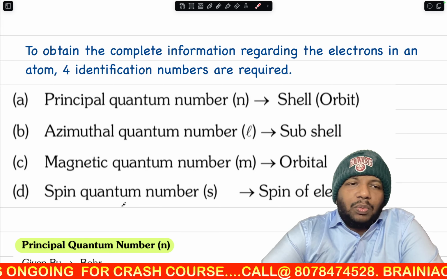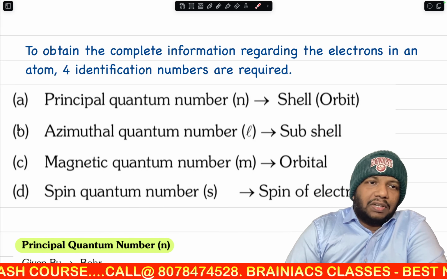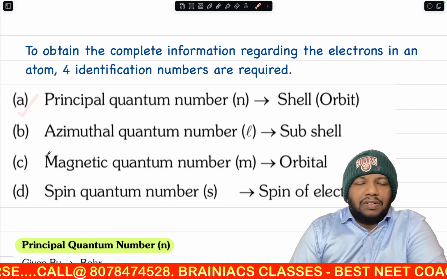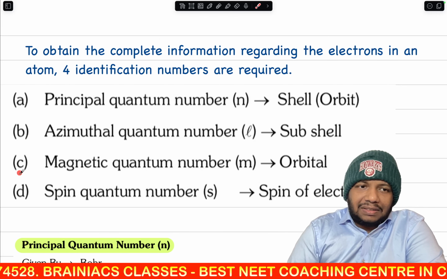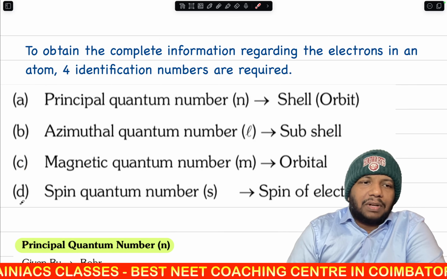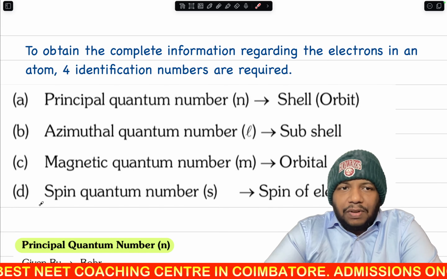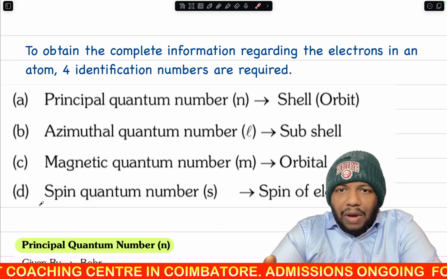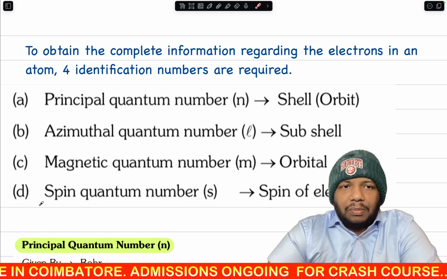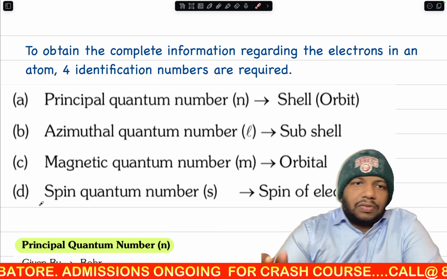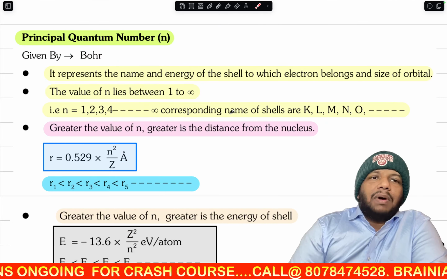In quantum mechanics we need 4 identification numbers. The first is the principal quantum number, the second is the azimuthal quantum number, the third is the magnetic quantum number, and the fourth is the spin quantum number. Each of these quantum numbers gives you an idea of exactly where the electron can be located. The first, the principal quantum number, was given by Bohr.